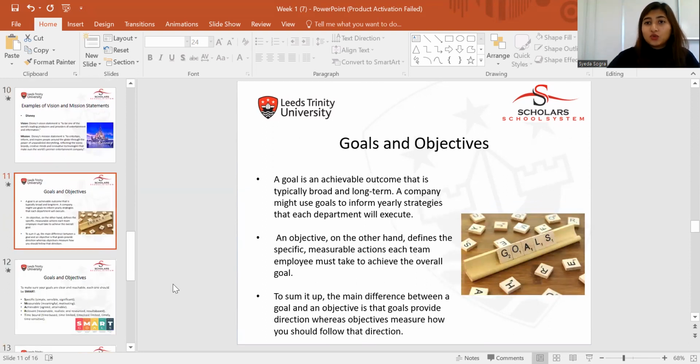Goals and objectives. So what is a goal? A goal is an achievable outcome that is typically broad and long-term. A company might use its goals to inform yearly strategies that each department will execute. An objective defines the specific measurable actions each team or employee must take to achieve the overall goal.